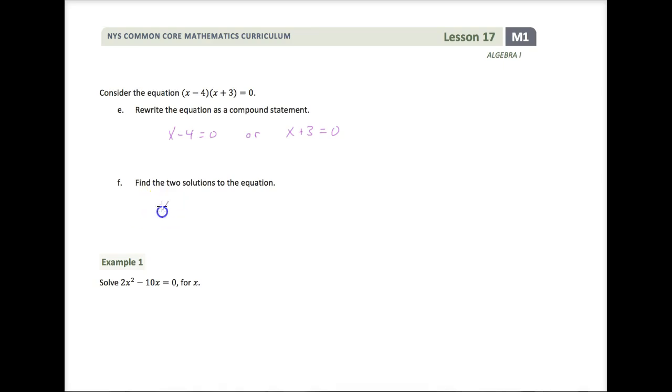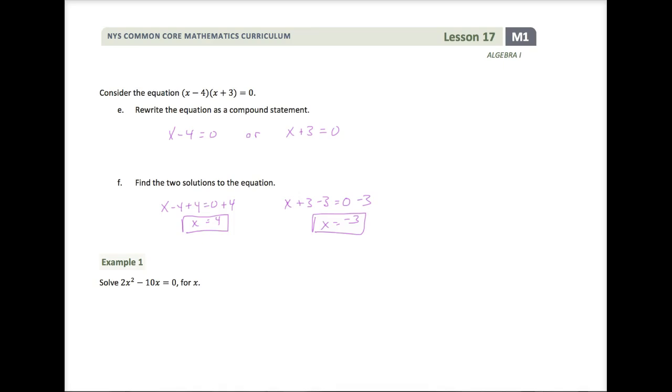And if we're going to solve these, x minus 4 plus 4 equals 0 plus 4. X equals 4. We got it. That's 1. And I'm wondering if you can see this answer. Hope you guess it. X plus 3 minus 3 equals 0 minus 3. X equals negative 3. Yay. So those are our two answers.